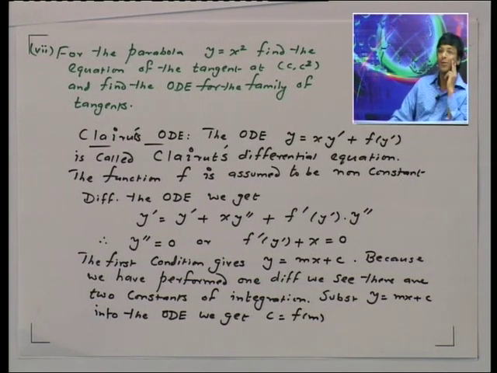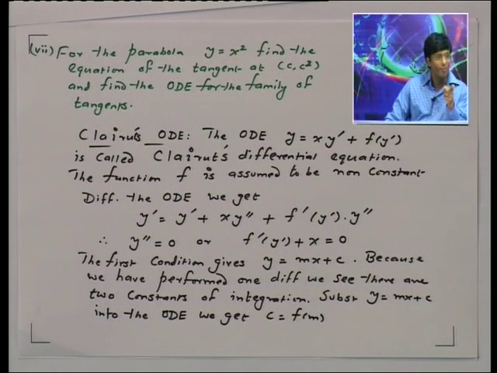Y double prime equal to 0 is very easy to solve. What is the solution? y equal to mx plus c. Two constants of integration, m and c. Why two constants of integration? Because we have differentiated it and we have obtained a second order ODE. But what is the original differential equation? A first order ODE. So there cannot be two constants. The second constant has appeared because we have performed an extra differentiation. So now what is the way out?